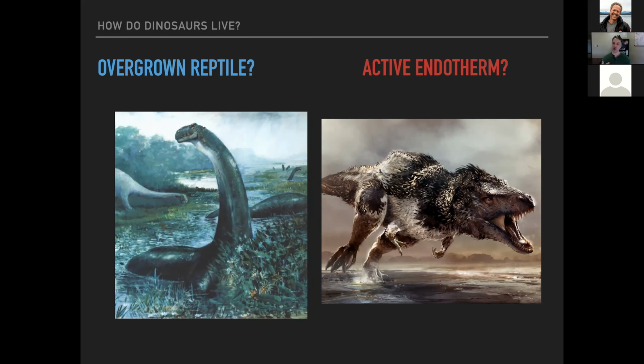So initially dinosaurs were thought of as these overgrown reptiles that lumbered about. But then, with recent evidence, we changed their anatomical postures. They're leaning forward, they're a little more active. We found feathers. And the weight of opinion and evidence has shifted more towards being active, warm-blooded.